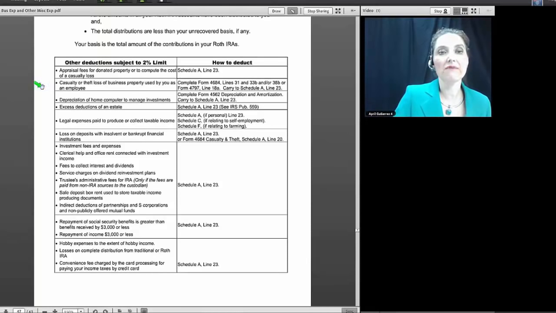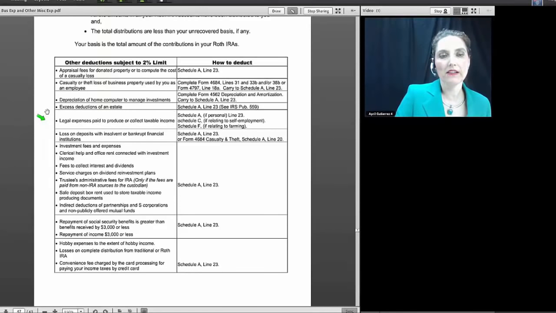Casualty or theft loss of business property used by you as an employee. If you lost property through casualty or theft and it was employee business use property, then the loss is deducted on Schedule A subject to the 2% limit rather than being subjected to the 10% limit. Excess deductions of estate are allowed. Legal expenses paid to purchase or collect taxable income.